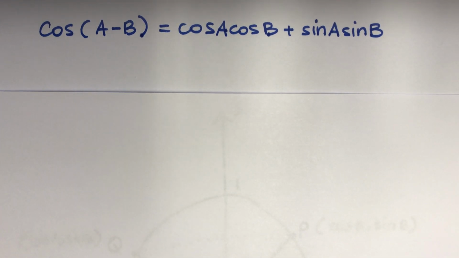Hi everyone, today we're going to do further trigonometric identities and sums and differences of angles. But first we're going to prove cos(A − B) equals cos A cos B plus sin A sin B.